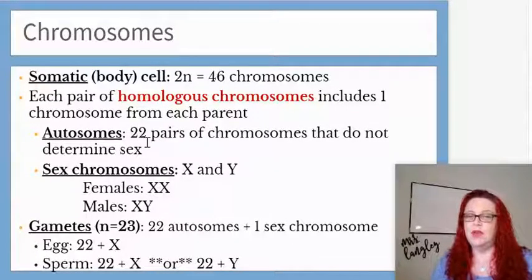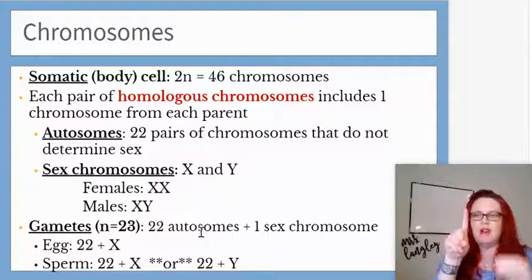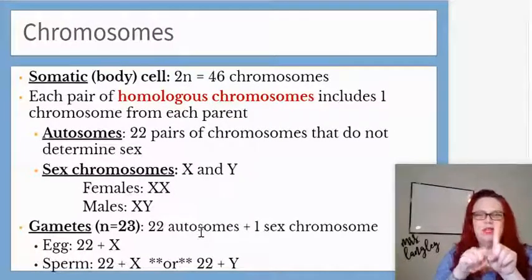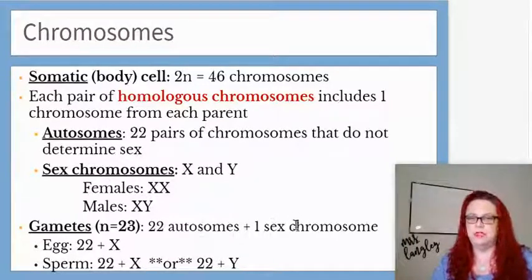Now you'll see up here, we have 22 pairs of chromosomes, and this says that we have 22. That's because we get one of each. So if we get homologous pairs, one from mom and one from dad, our gametes only get one. They don't get both. And then they have a sex chromosome. Now an egg in humans is 22 autosomes plus an X because females only have an X to give. If we look at sperm, they are 22 autosomes plus an X or a Y because males have an X or a Y to give.